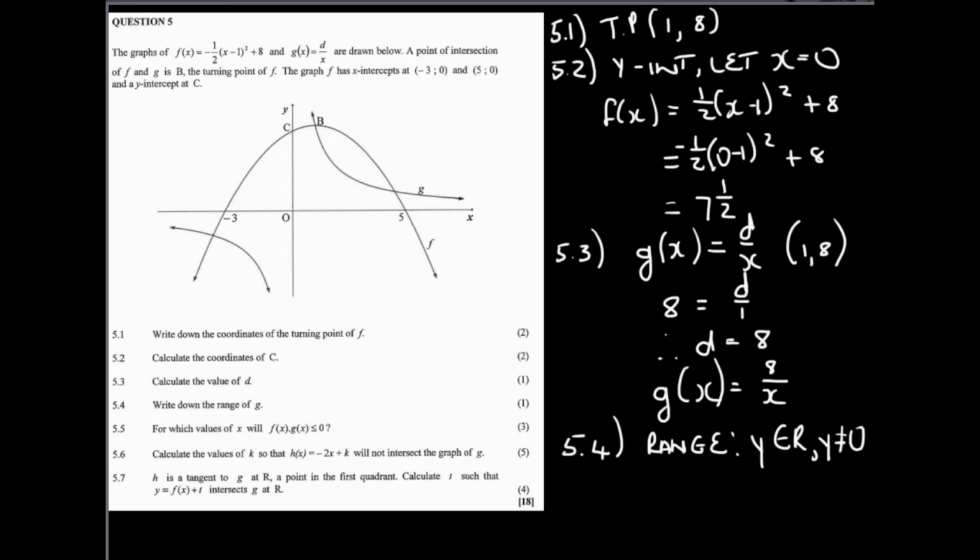Okay, so let's have a look at question 5. Question 5.1, they ask us to write down the coordinates of the turning point of f. And here we can take that straight from the equation. It's going to be 1 and positive 8.